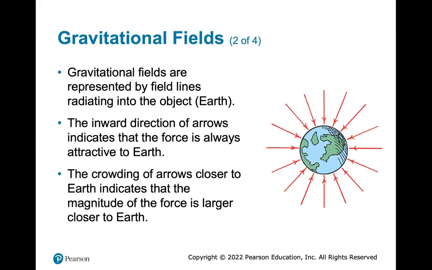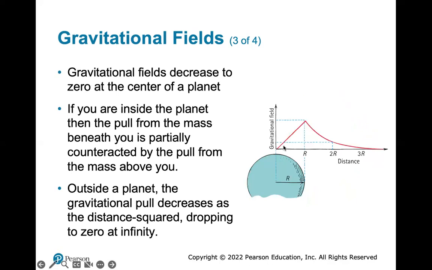The inward direction of the arrows indicates that the force is always attracted to Earth. The crowding of arrows closer to the Earth indicates that the magnitude of the force is larger closer to the Earth. That's what I was talking about. The large density of the lines on the surface of the Earth.